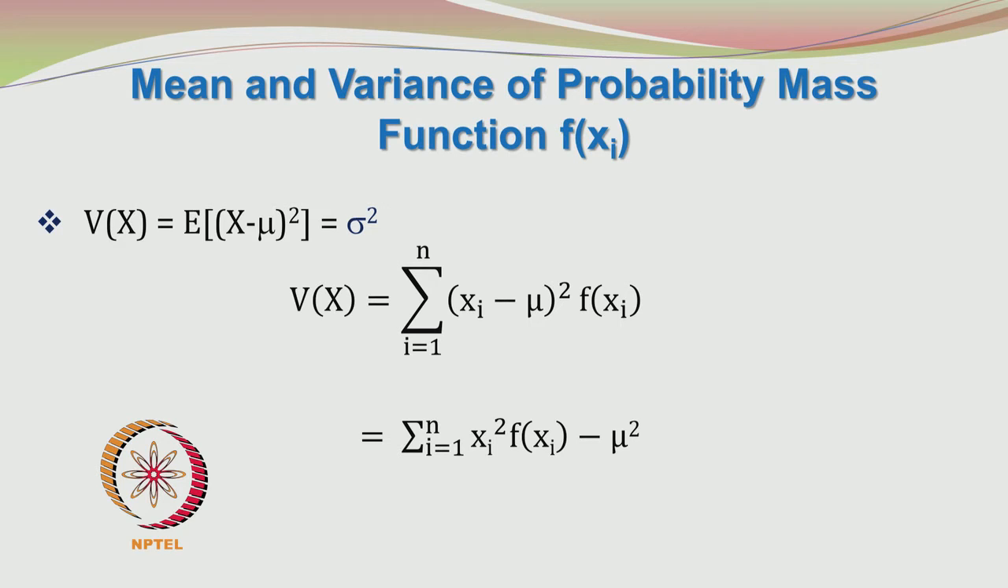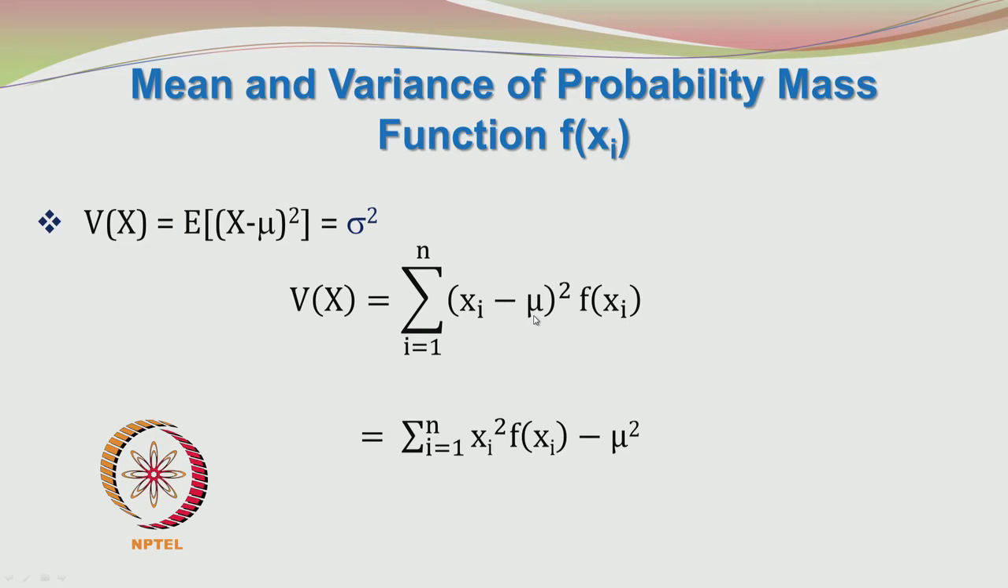Now, by using the definition for expectation, we write V of x is equal to sigma i equals 1 to n, xi minus mu whole squared, f of xi. Please do not forget to put f of xi. You may recollect that the sum of all the deviations from the mean will be equal to 0. When you square the deviations from the mean and take the sum, it will not be equal to 0. Each squared deviation should be multiplied by the corresponding f of xi. When you expand this, you get sigma xi squared f of xi minus mu squared. This derivation is quite simple, and you may want to try it out yourself.